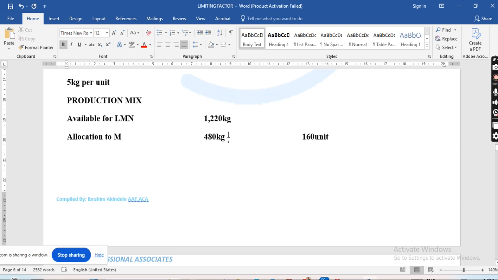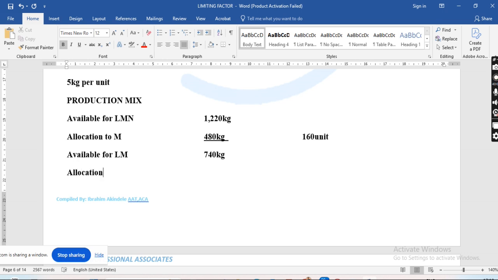Right? So when we remove this, what do we have? What is available now, class? Available 740 kg. Okay, 740. So available for L and M is 740 kg, right? So allocation, which one are we allocating first?